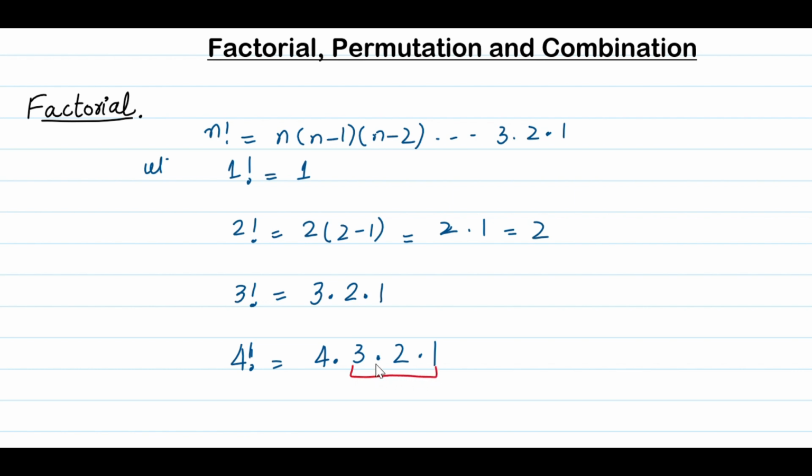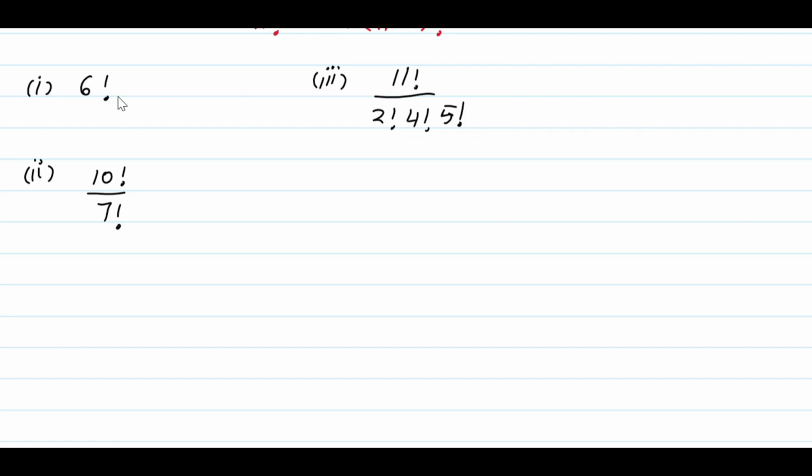If you notice, 3, 2, 1 is actually 3 factorial. So it means 4 factorial can also be written as 4 times 3 factorial. If you have n factorial, it can be written as n times n minus 1 factorial. This is the formula. Let's solve some examples to understand how to open 6 factorial. 6 factorial can be written as 6, then 5, then 4, then 3, then 2 and 1. If you multiply all of them, you will get 6 factorial, which equals 720.